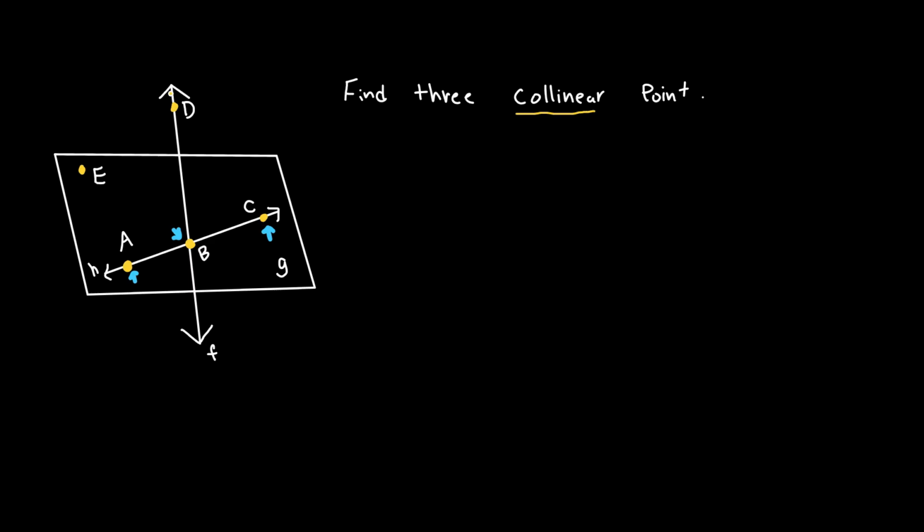This line here has 2 points, but this line here has 3 points: 1, 2, 3. That is A, B, C. So our answer is A, B, and C.